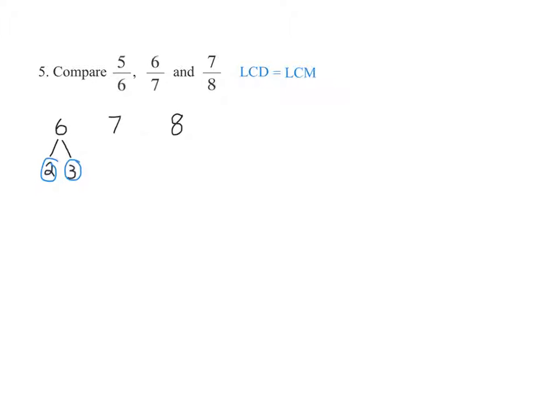For 7, we have 1 and 7, since 7 is already a prime. For 8, we have 2 times 4, where 2 is a prime and 4 can be factored more. That is 2 times 2, where both 2 and 2 are primes.